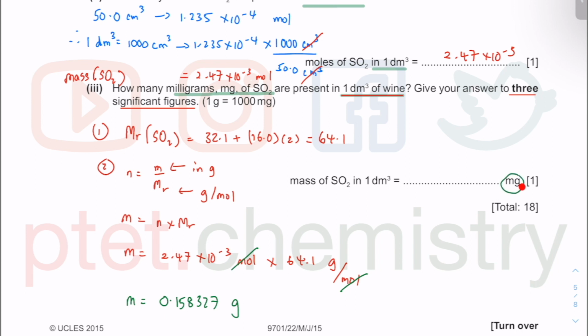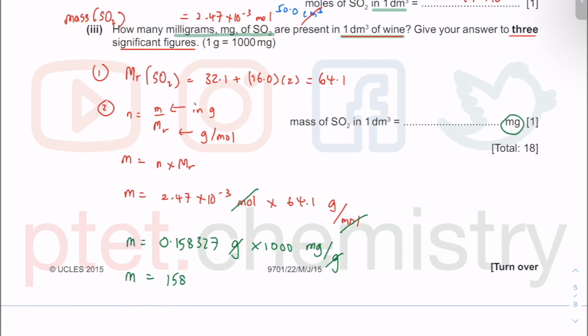They even stated the answer here in milligram, and one gram is 1000 milligram. So I simply multiply that by 1000 milligram, and this is present in 1 gram. So the per gram and the gram cancel. Basically, I just need to multiply by 1000, and I get 158.327. This is now milligram. But again, they want it to 3 significant figure. So 1, 2, 3. I look at the fourth one, and this rounds up to 158 milligram of this sulfur dioxide in this 1 dm³ of wine there. So that's it really for this 18 mark. Really good question here.